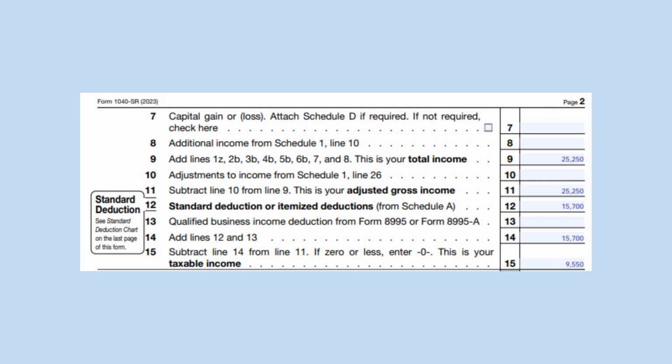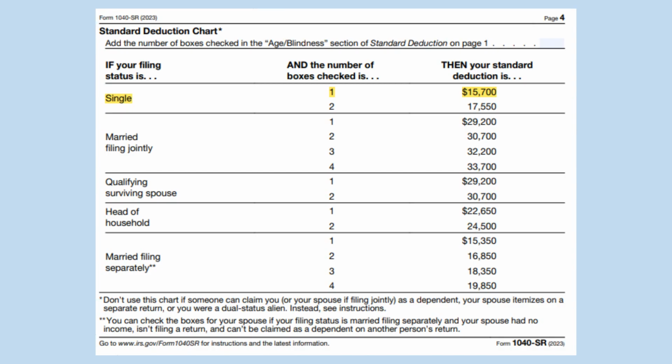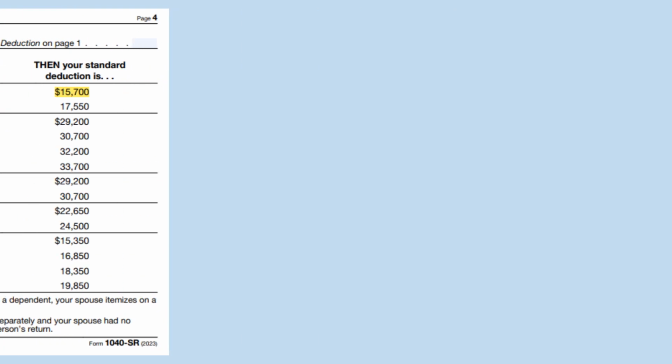On line 9 of your 1040 SR, we will put your total income, which is $25,250. We will carry that down to line 11, as you do not have an amount from Schedule 1, line 26. On line 12, we will put the larger of your standard or itemized deductions. In our example, your standard deduction will be larger. You can find your standard deduction on the standard deduction chart on page 4 of the Form 1040 SR. Since you are single and you checked one box in the age blindness section, your standard deduction is $15,700.